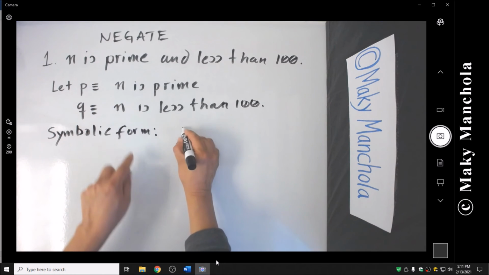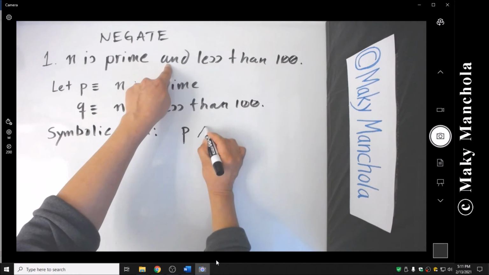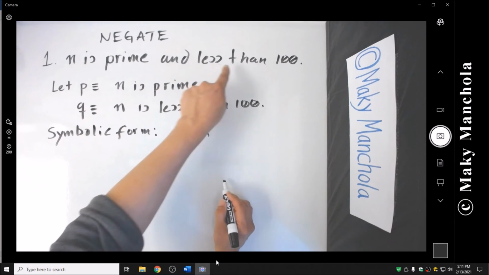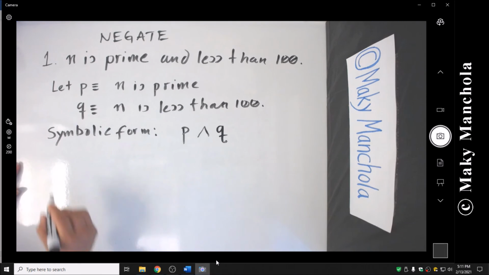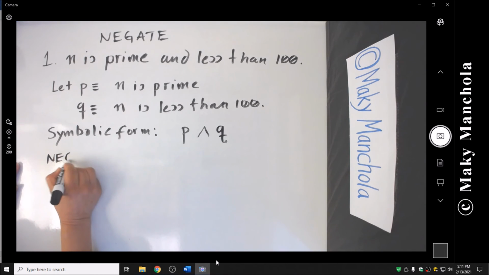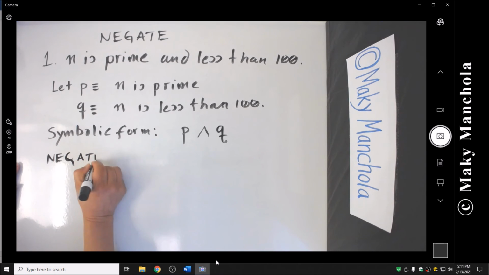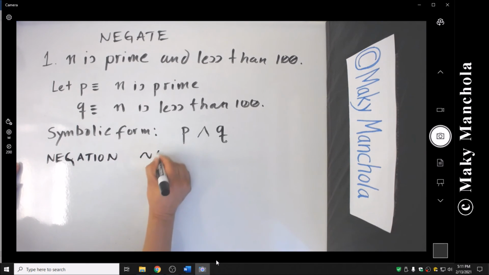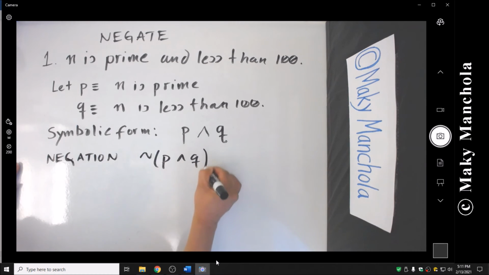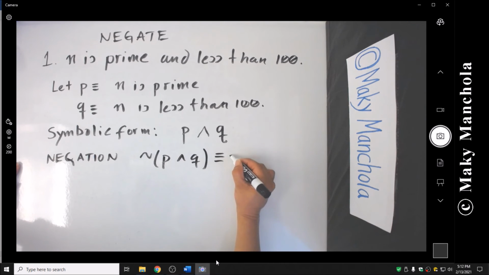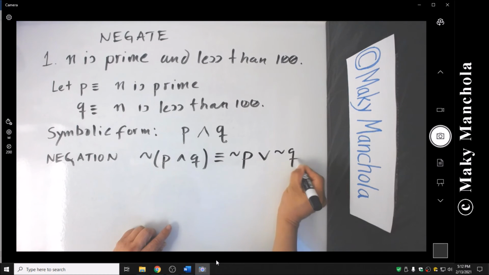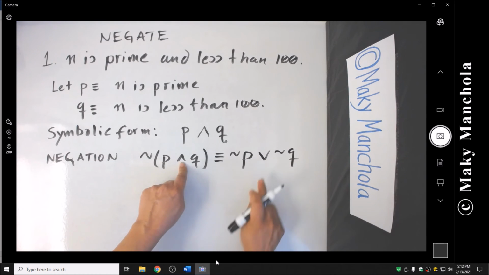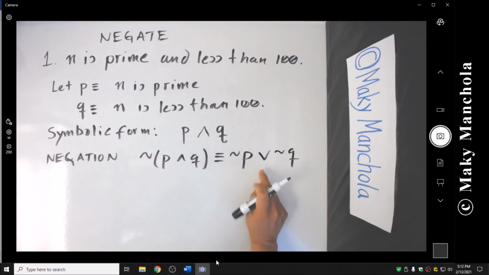Okay, so here is our symbolic form. N is prime becomes P. That's and, then this is Q, n is less than 100. Here's the negation of that. I want to negate, so I'm going to form the negation. The negation is going to be negation of P and Q, but we know by DeMorgan's law that that is the same as the negation of P or the negation of Q. Notice that we have to switch. That was and, in the result we get or.